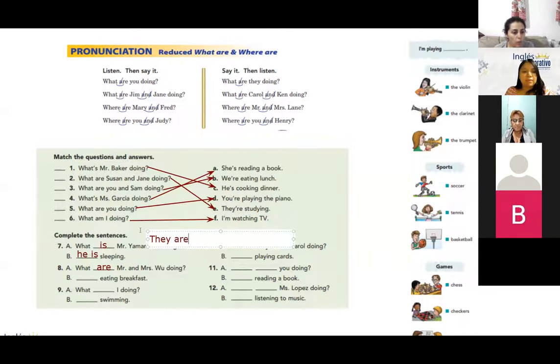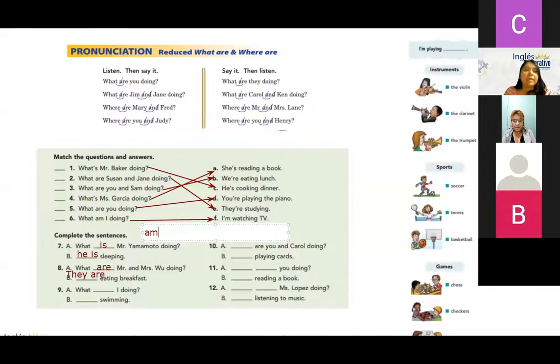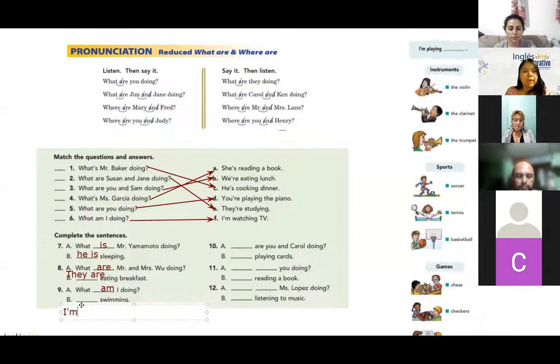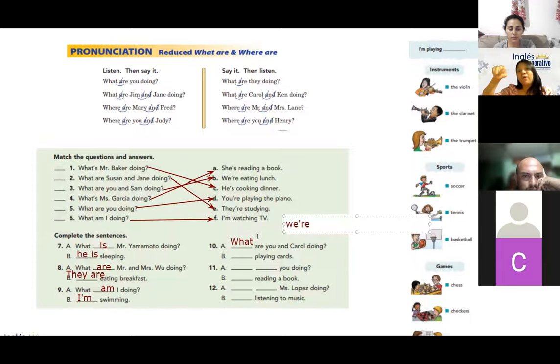What about number nine? What am I doing? Now this one, guys, when it comes to pronunciation, you can say, what am I doing? I'm swimming. Perfect. What about number 10? What are you and Carol doing? We're playing cards. Excellent. Yeah, we're, because it says, what are you and Carol doing? So you both, yeah? So we're playing cards.